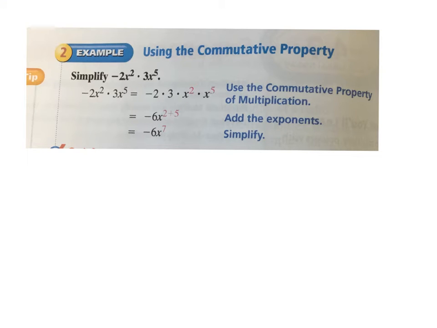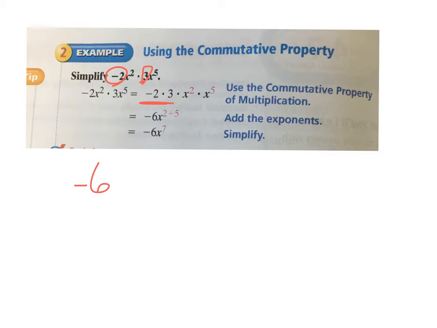Alrighty, using the commutative property. So we're not changing the rules here. A couple things I want to point out to you is, if you'll notice, right here, these guys aren't the same base. But you're still going to multiply them like regular numbers. So negative 2 times 3 is negative 6.